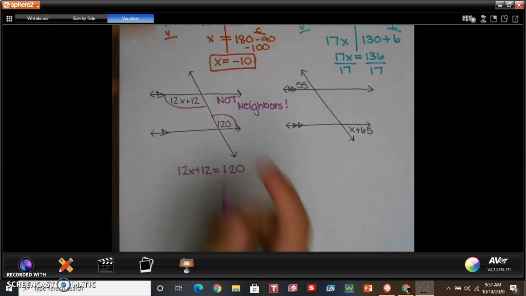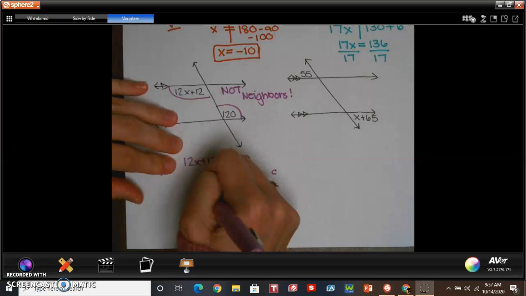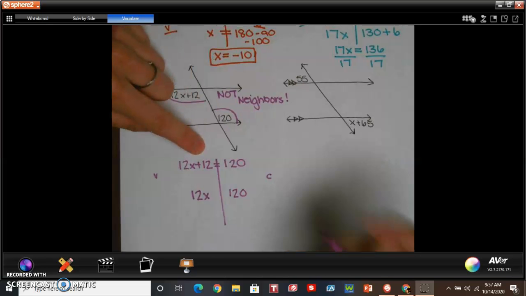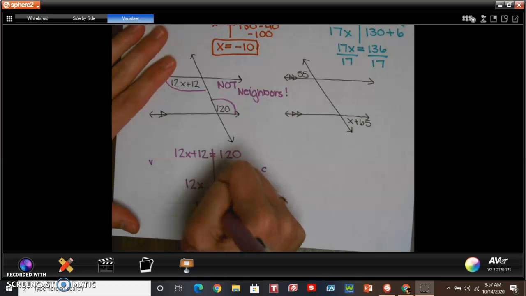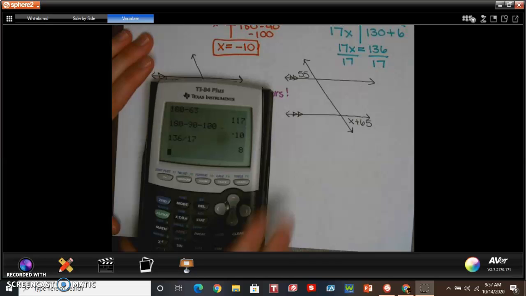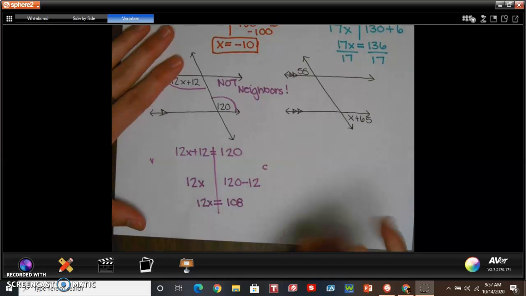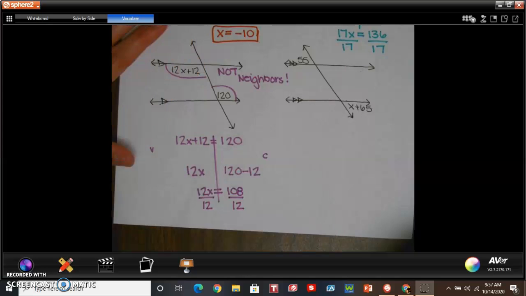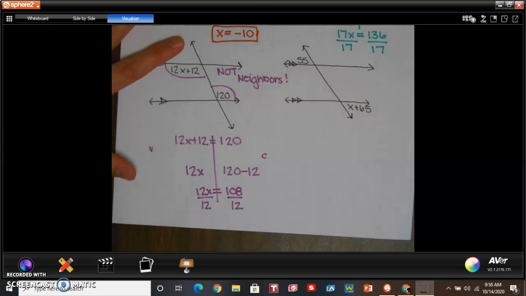All right, let's solve for x by doing our variables and constants. So our variable, we have a 12x. I don't see any other variables. Over here, we have a 120. We also have a 12 we need to move over there by subtracting it. So we're left with 12x equals, I'm going to take my calculator and do 120 minus 12. That gives me 108. Now to solve for x, we're going to divide by 12. Then take my calculator and take 108 and divide it by 12, and I get x equals 9.